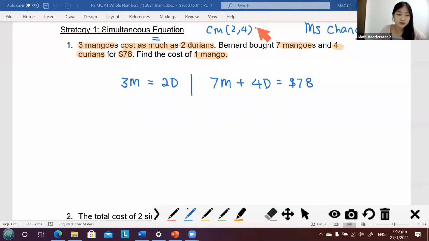That will be, yes, 4. Okay, so let's make it into 4. We have 4 here already. That means on this side, we will multiply it by 2. If you multiply it by 2 on this side, you also must multiply by 2 on the other side, because they are equal, right? It comes in a set. So this is 6 mangoes equals 4 durians.